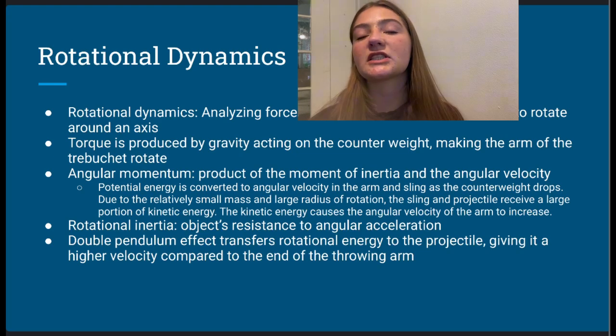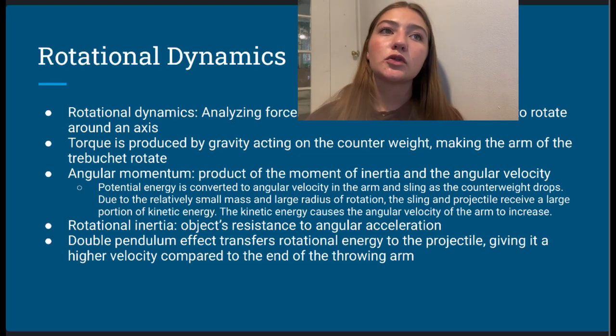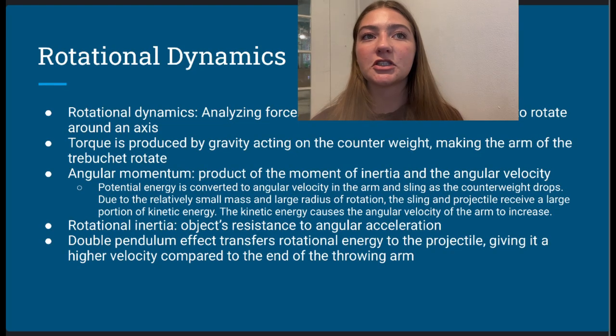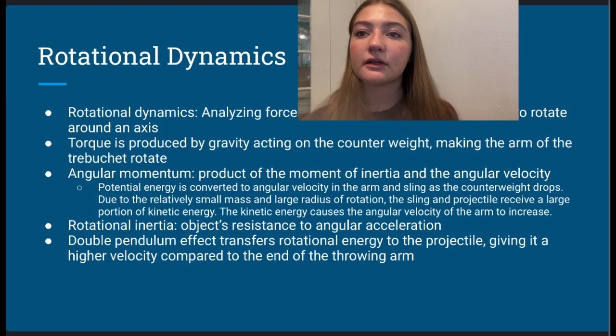Studying rotational dynamics can be defined as analyzing the forces and torques that cause an object to rotate around an axis. Torque is produced by gravity acting on the counterweight, making the arm of the trebuchet rotate. Angular momentum is the product of the moment of inertia and the angular velocity. The moment of inertia is the measurement of an object's resistance to rotational acceleration. Potential energy is converted to angular velocity in the arm and sling as the counterweight drops.